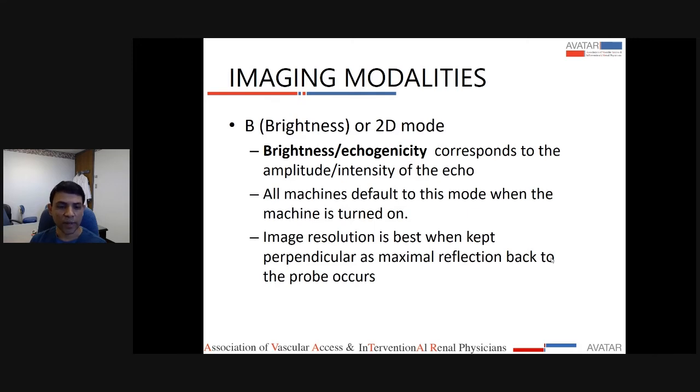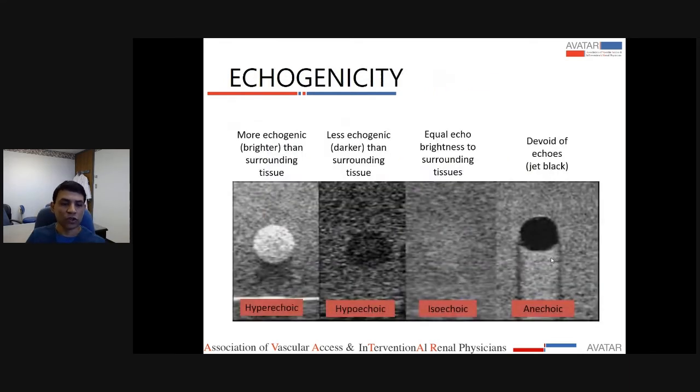To get the best image or the best resolution of the image, it is important to keep the probe perpendicular to the structure of interest. This way, a lot of waves are reflected back to the probe. So here are examples of 2D image, and this brings us to the concept of echogenicity.